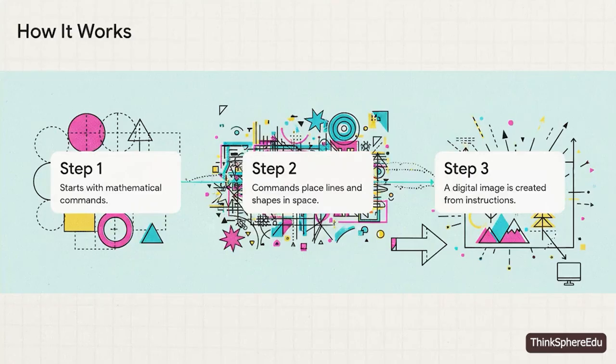So how does this work? Well, instead of being a grid of tiny little squares called pixels, a vector graphic is built from mathematical commands. The computer gets instructions like draw a line from this point to that point, or create a curve with this exact arc. It's an image that's literally built from instructions, not from a grid of dots.